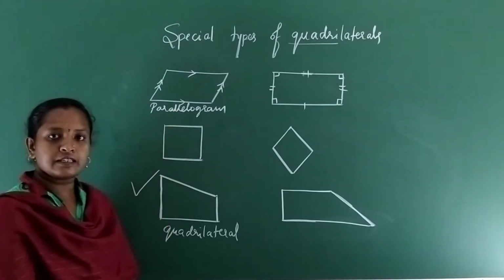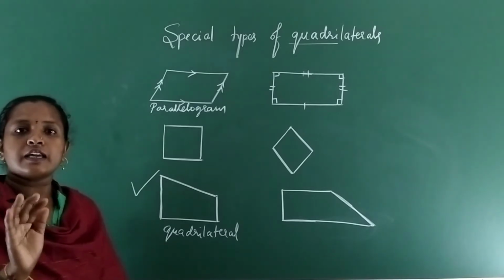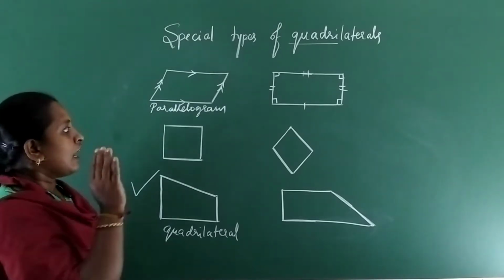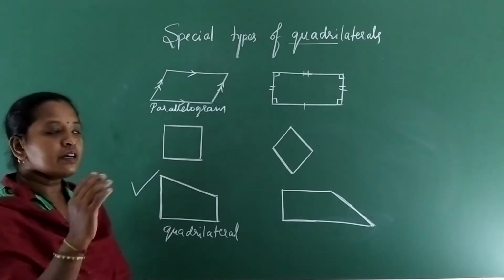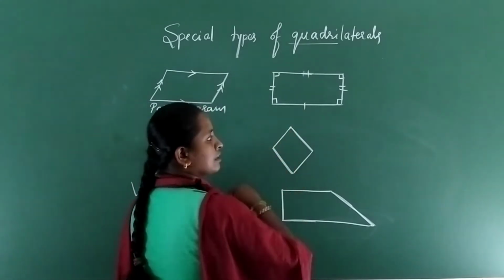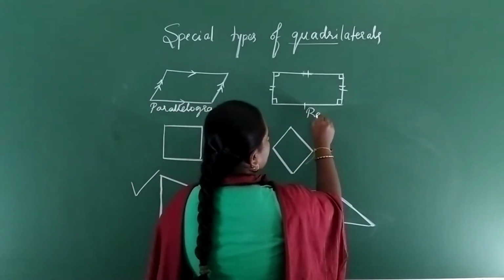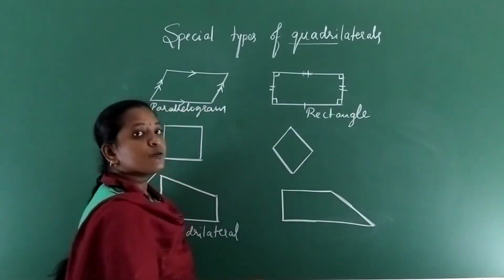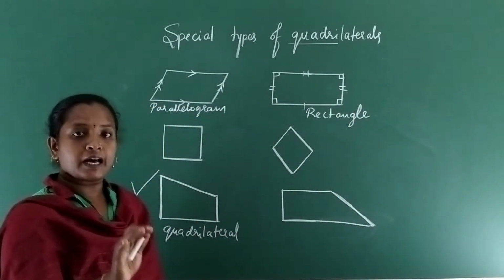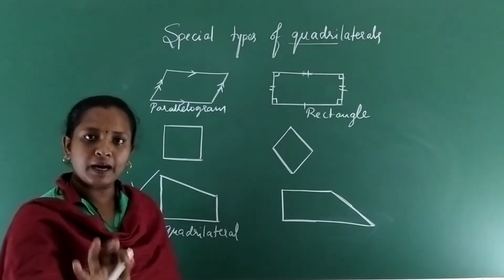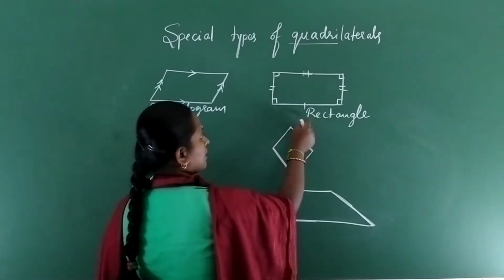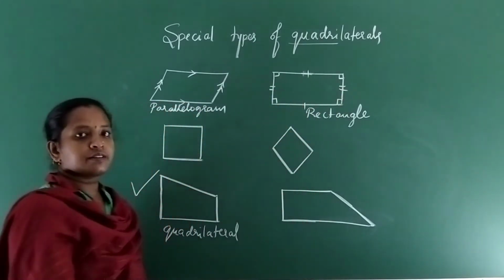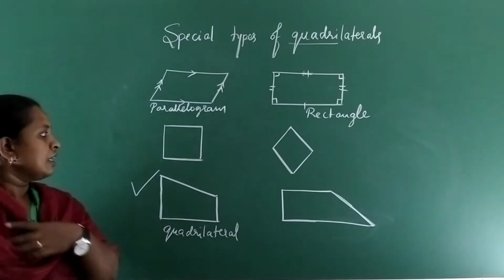So this is a parallelogram. Parallelogram speciality is opposite sides are equal and parallel, and opposite angles are equal. Then here the rectangle. Rectangle speciality is opposite sides are equal and parallel, which means rectangle is one of the parallelograms. But the speciality of the rectangle is that it has exact 90 degrees. Understood?